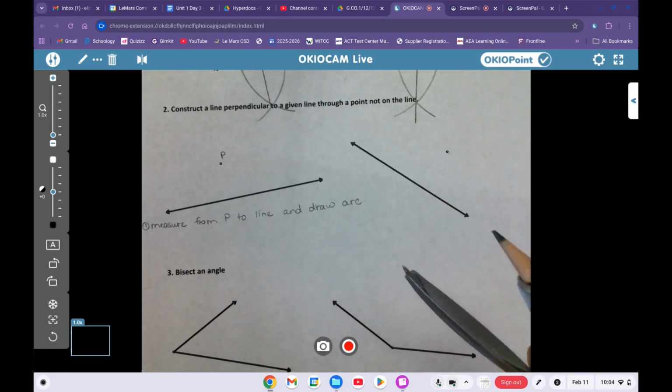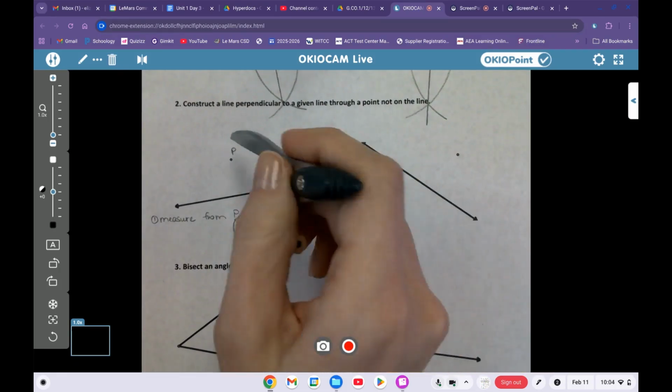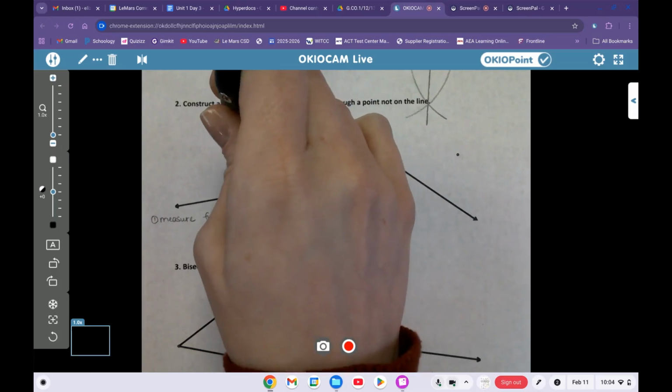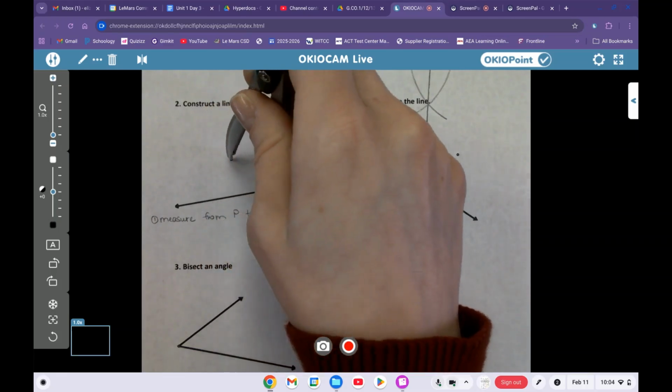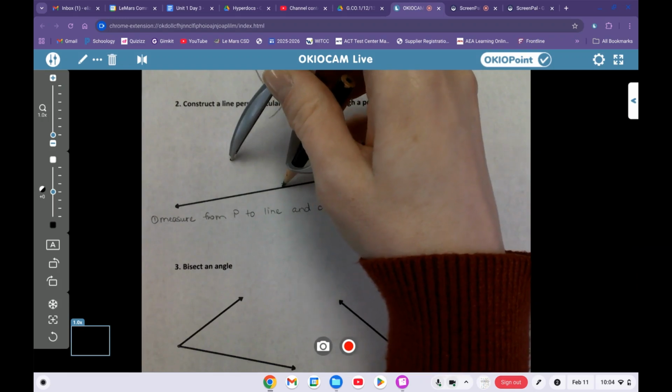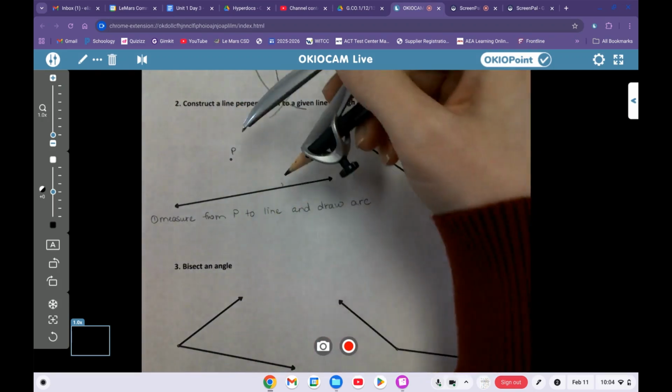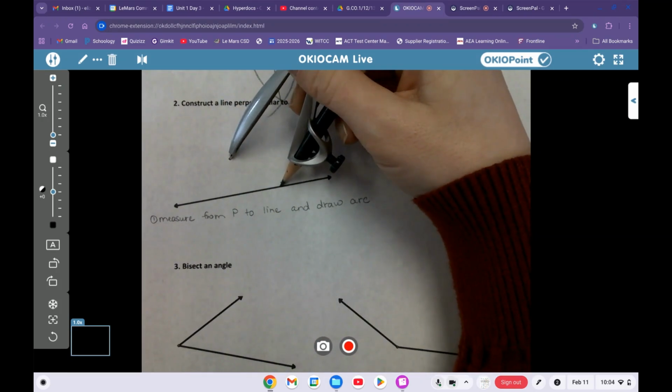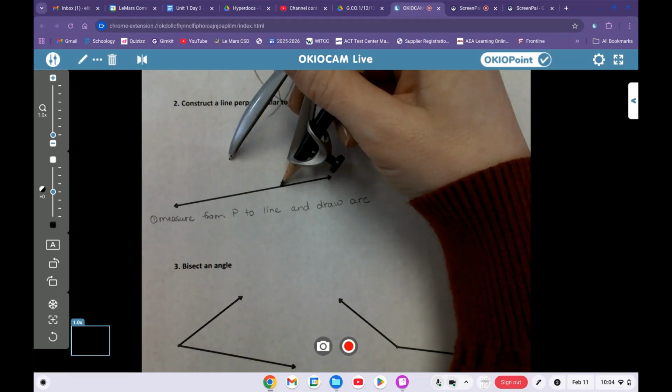Okay, so I'm going to set my compass. I'm going to put my pointer on P, and it does not matter where I go. So I'm just going to come off here to the right side, and I'm just going to measure about there. Hopefully you guys can see what I'm doing. I'm trying to angle my hand a little bit here. So I'm just going to measure from here to here. Okay, and then what I'm going to do is draw an arc.